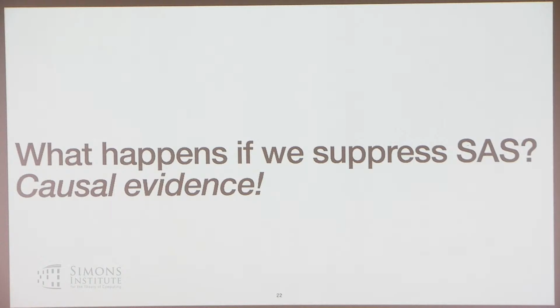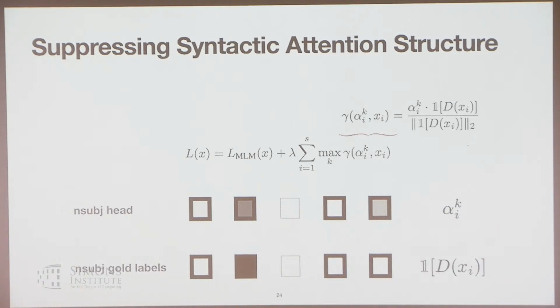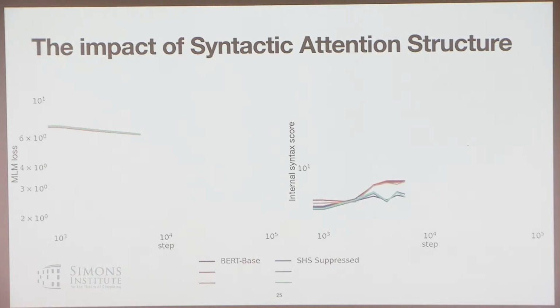We want to get even stronger evidence, so we're going to actually suppress this property, and we're going to see what happens to the language model as a whole. The way we suppress it is by taking, say, the subject head and saying, okay, but what's the actual subject? And then just penalizing the maximum weight that's placed by any attention head on that actual subject. So that means that you can't really develop a specialized head for subjects, obviously. All right, so what happens if we suppress it?